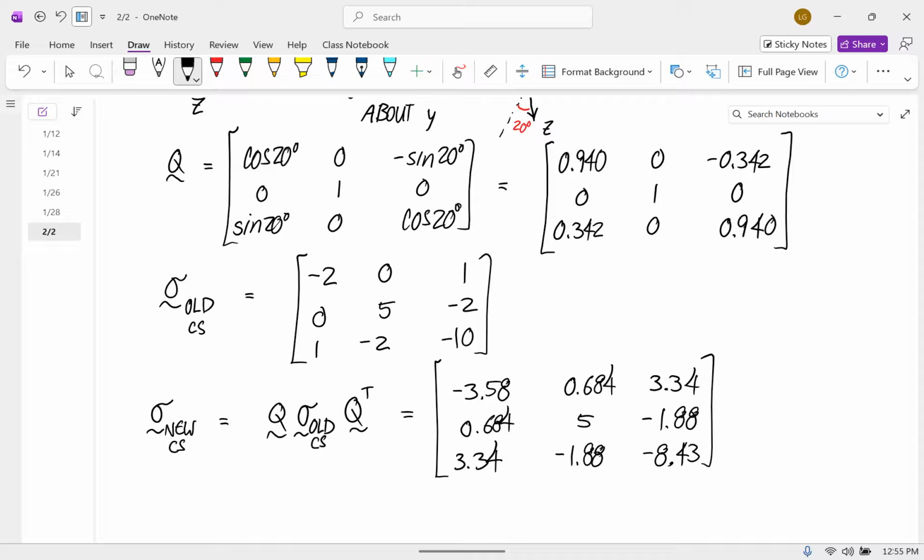And notice that, after you do this transformation, you get a symmetric stress tensor again. To be a valid stress tensor, it has to be symmetric. If you ever get a stress tensor in any configuration that isn't symmetric, something went wrong. Any questions about that?